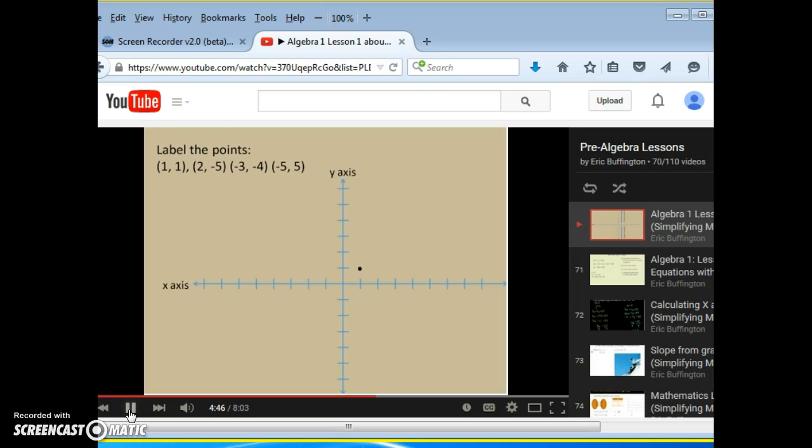The next one is 2, negative 5. So again, we start at the origin, and we would go 2 to the right, and then negative 5: 1, 2, 3, 4, 5. Our point would be right around there. All right, so that would be the point positive 2, negative 5, right there. And then our third point, negative 3, negative 4, is going to be in quadrant number 3. We would go 3 to the left on the x-axis, and then 4 down. So 3, negative 4 would be right around there.